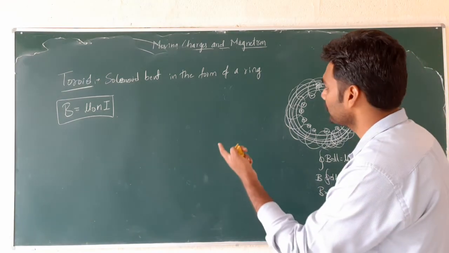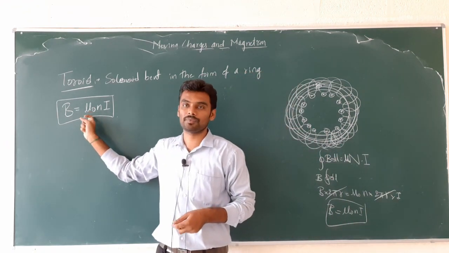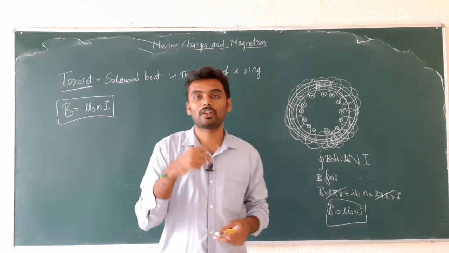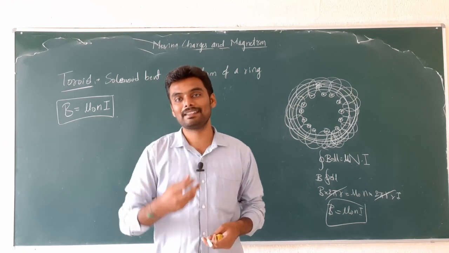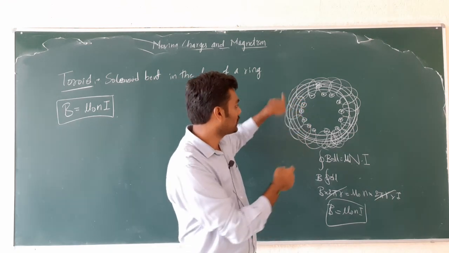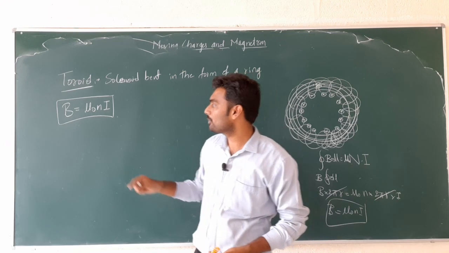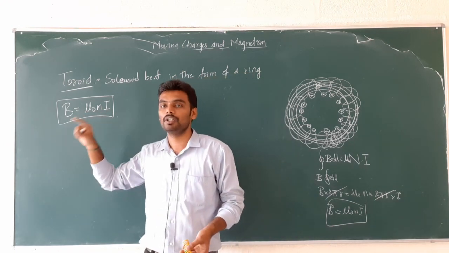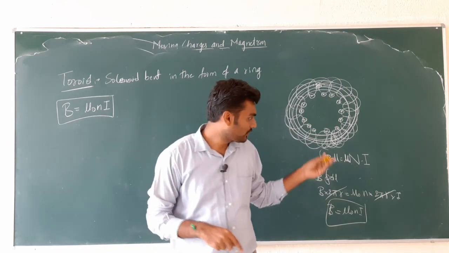Now, even for the solenoid and toroid, this should be kept in mind. Mu naught is taken only when the solenoid or the toroid has either vacuum or air inside it. If the space inside is filled with a certain medium, then we should take the permeability of that medium and put it here. Instead of mu naught, we should use mu. Clear? So that is about the toroid.